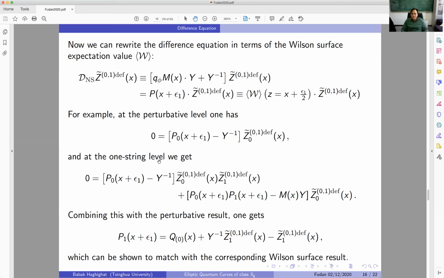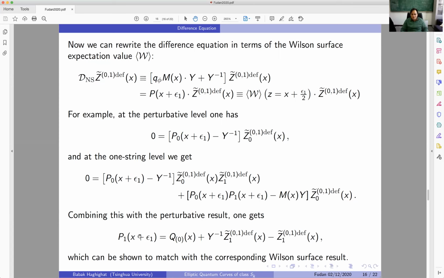And at one string level, we will obtain this particular equation. And if you combine this equation with this one, you see already that this piece will vanish, and you are left with this one. And if you then plug in again the result for P0, you can solve for P1. And for P1, you will get this result. So P1 is generated by applying these Y operators to the one string contribution of the defect. So the codimension 4 defect is generated this way recursively from the codimension 2 defect by applying these Y operators on it. This is the crucial observation.